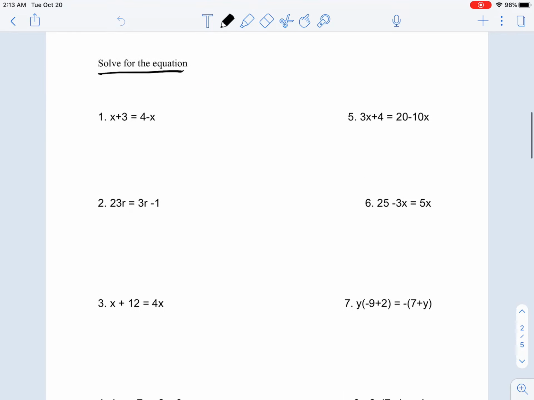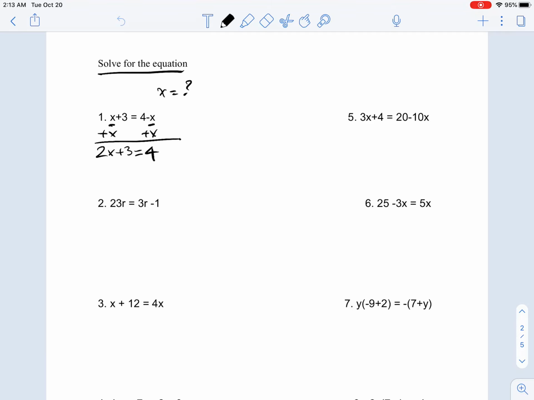Moving on. Now you want to solve for the equation. The variable that you want to solve for, in this case, is x, because that's the unknown value. You don't know what x is. So what you have to do is make x by itself equal to a certain value. So you have to add x on both sides. You get 2x plus 3 is equal to 4.